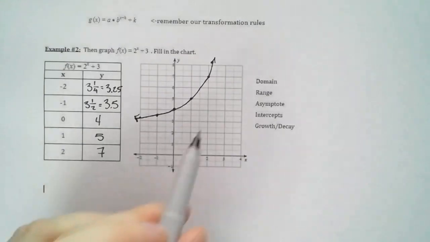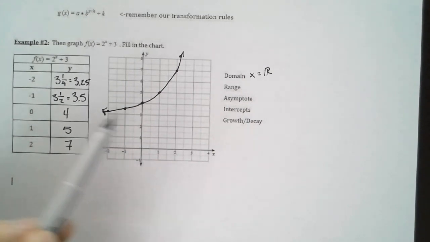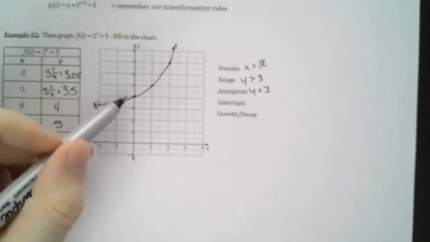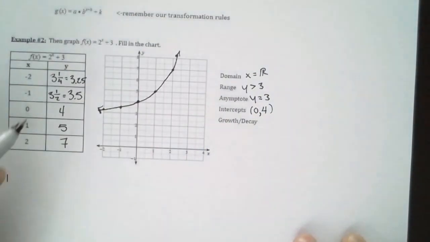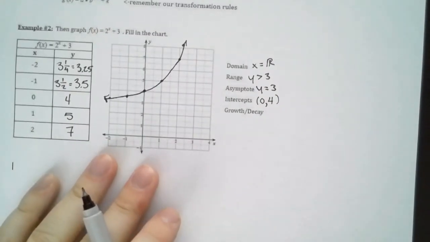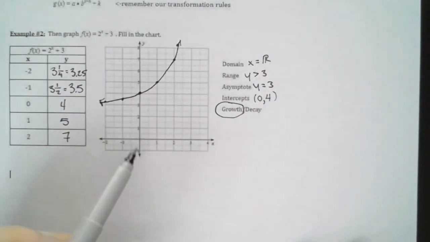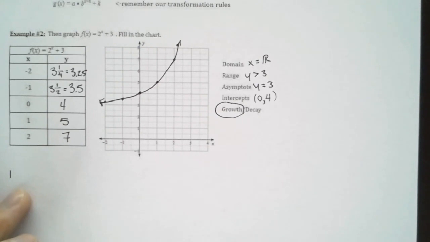We can see we have arrows to the left and to the right, so that means our domain is all reals. Our range, we don't have any arrows pointing down, and it looks like it levels off at y equals 3. So our range is y is greater than 3, and we have an asymptote there at y equals 3. Y-intercept is at 0, 4, this coordinate that we found right here. And this appears to be growth. Our graph is getting bigger as we start to plug in larger and larger values.